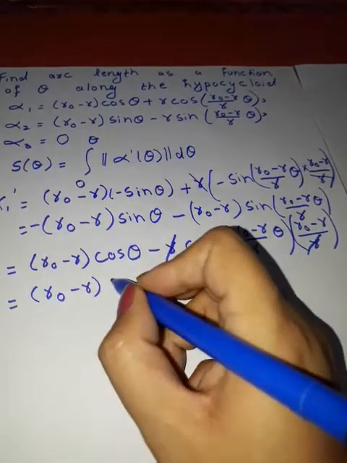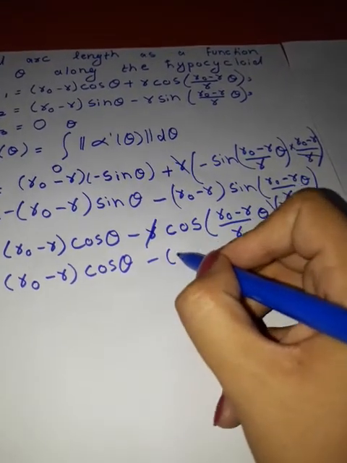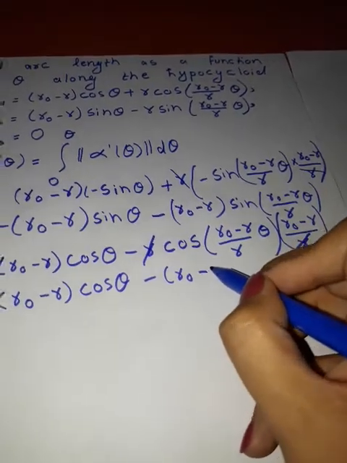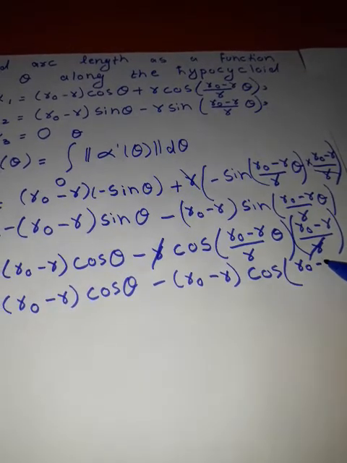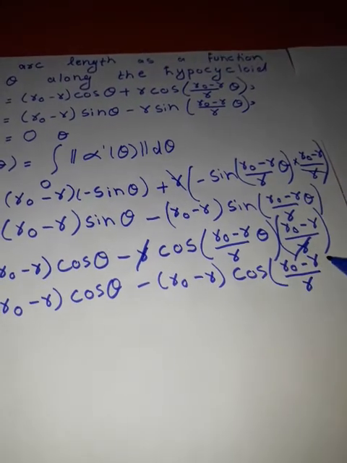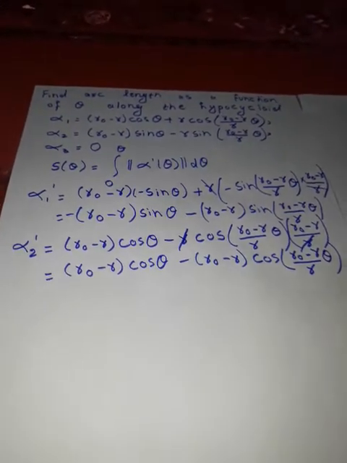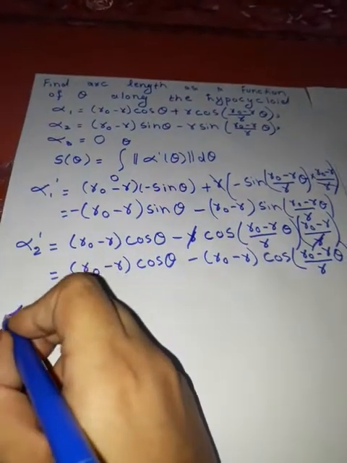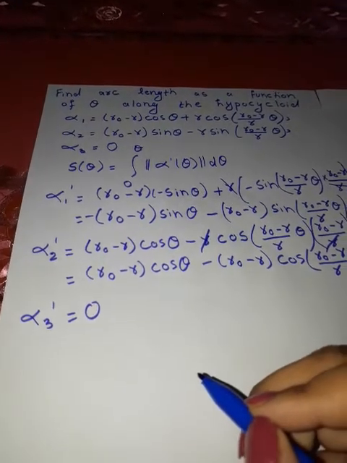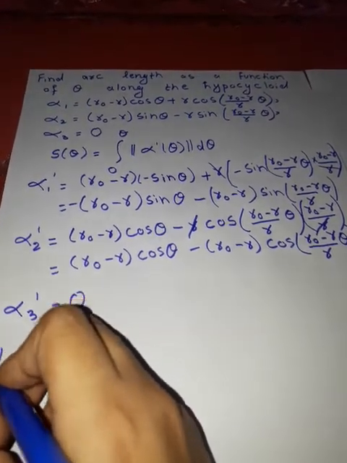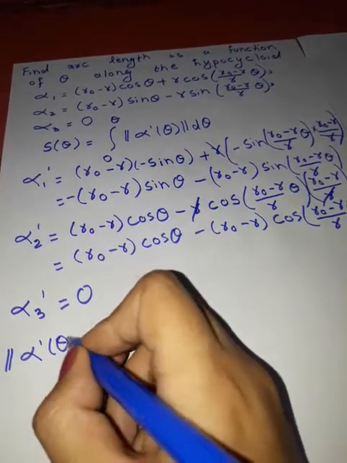So we have (r naught minus r) cos theta minus (r naught minus r) cos((r naught minus r)/r times theta). It is the first derivative of alpha 2. Since alpha 3 is 0, its derivative is also 0. Now let us find the magnitude of alpha prime.